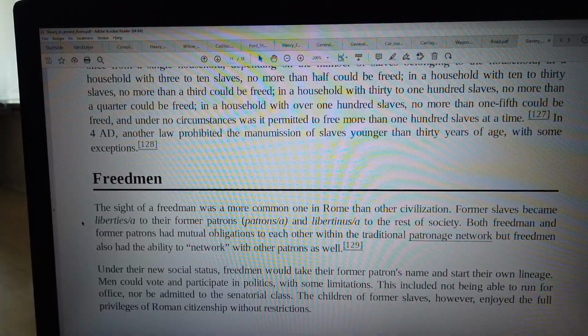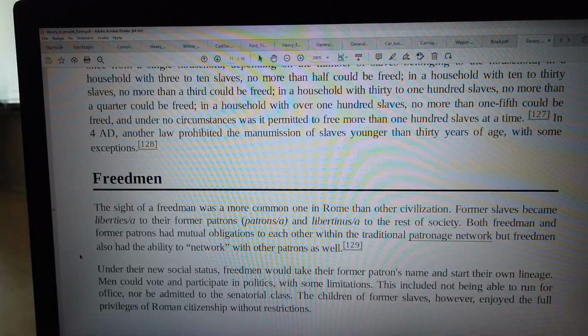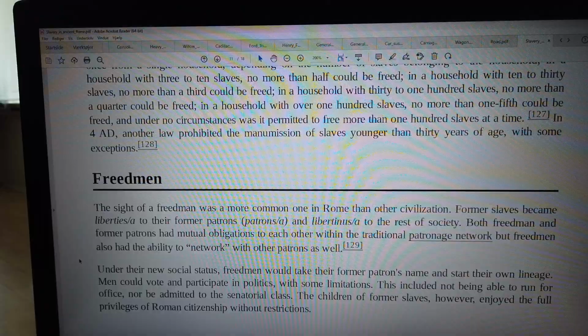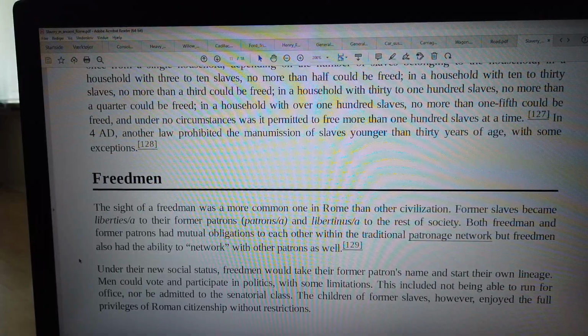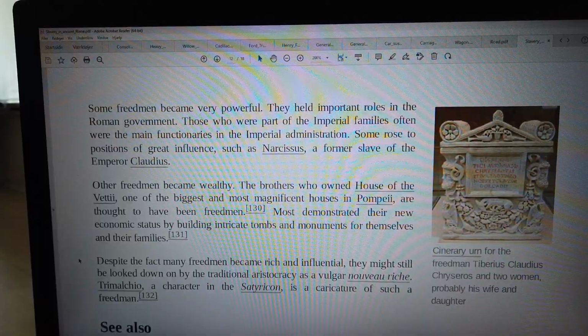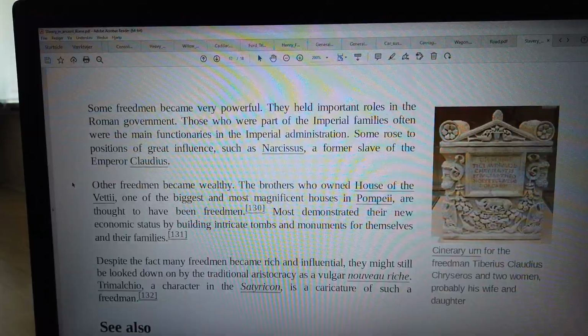Under their new social status, freedmen would take their former patron's name and start their own lineage. Freedmen could vote and participate in politics, with some limitations. This included not being able to run for office, nor be admitted to the senatorial class. The children of former slaves, however, enjoyed the full privileges of Roman citizenship without restrictions. Here is a cinerary urn of the freedman Tiberius Claudius Chryseros and two women, probably his wife and daughter.